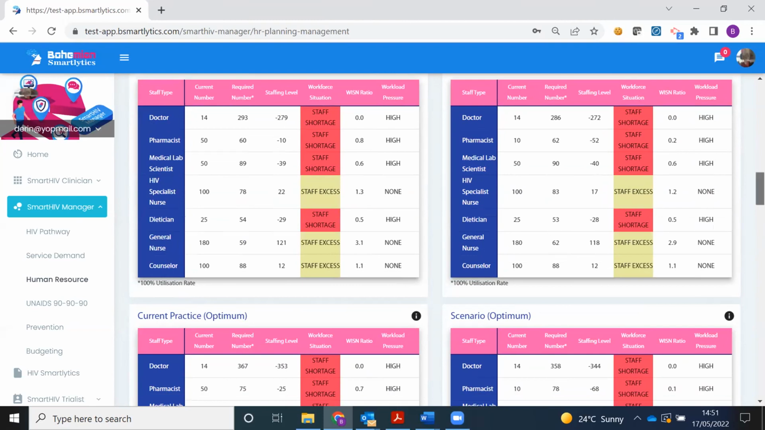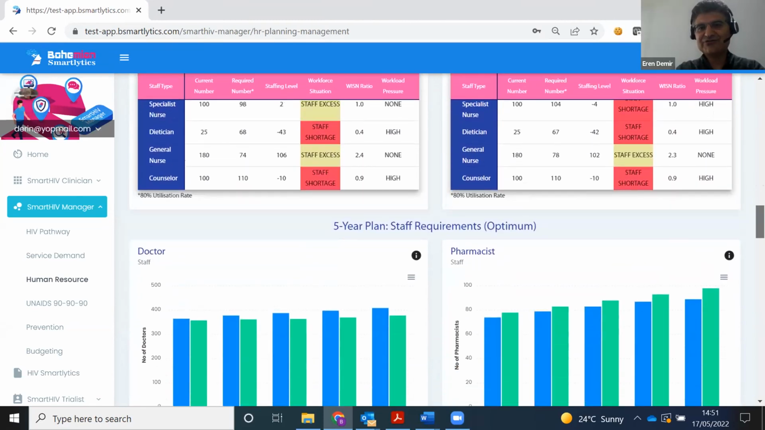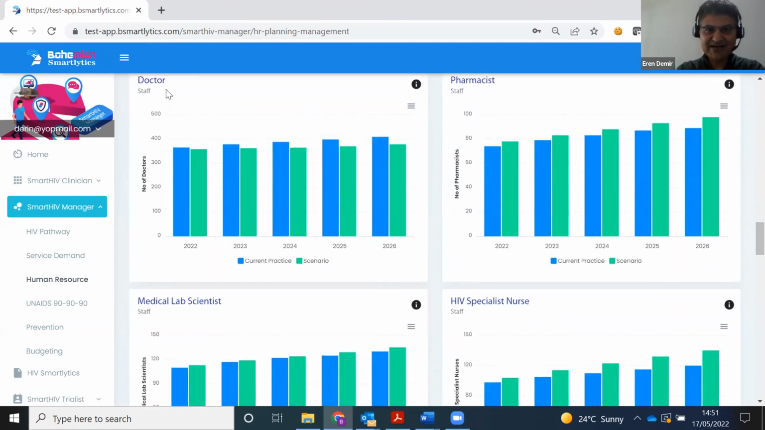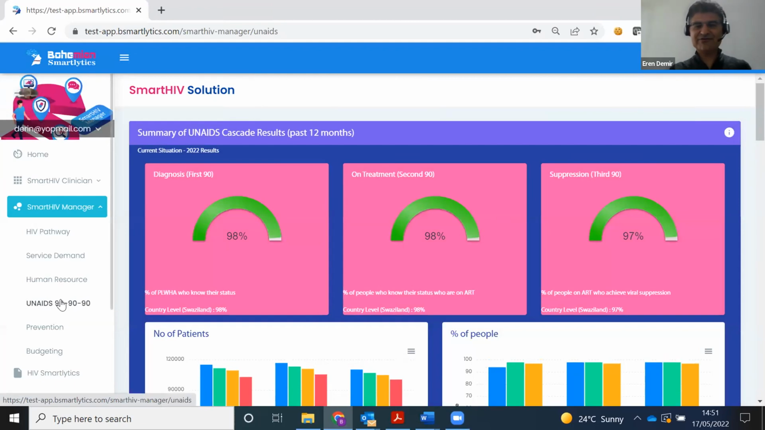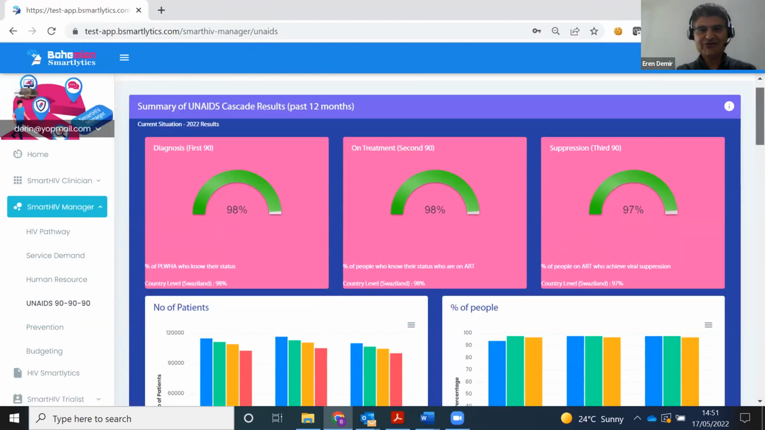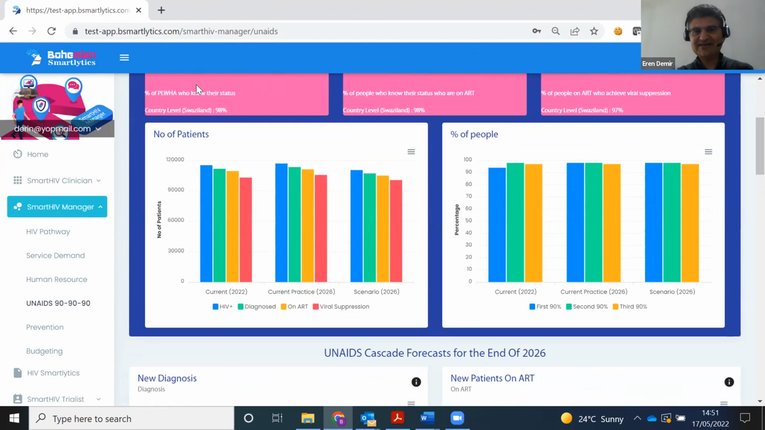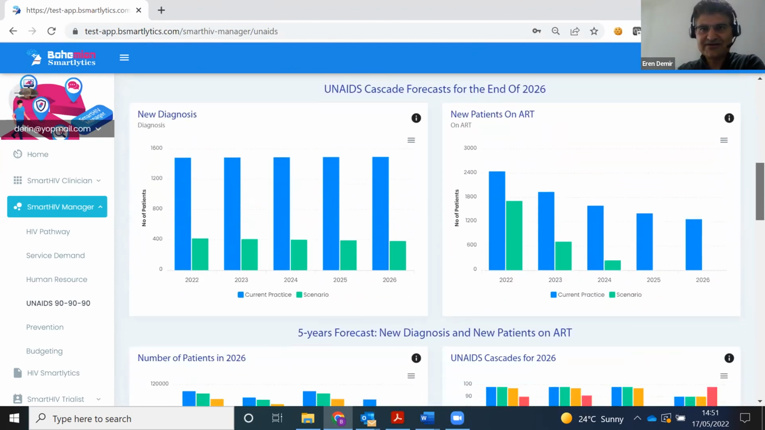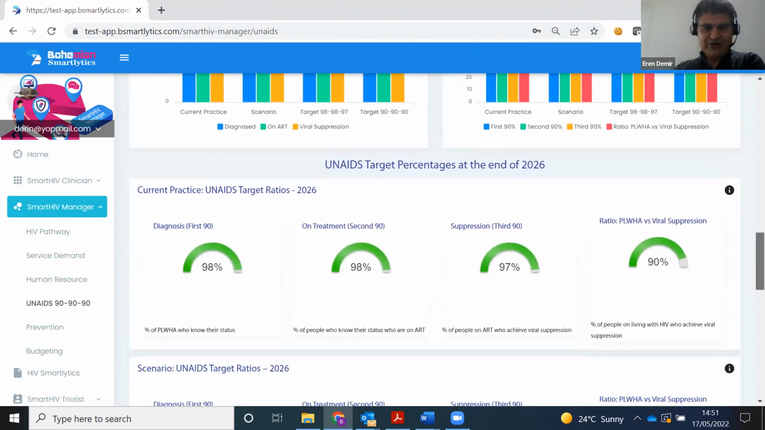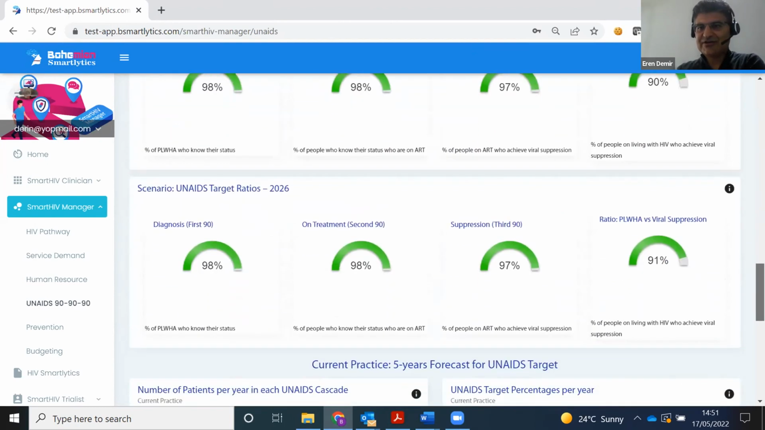So on different types of scenarios, it goes into your 5-year plan for each staff type. How many of these do you need? How many hours they work, and so on. There's also UNAIDS, so we can run scenarios if you're targeting UNAIDS 90-90-90, where you should be, the number of patients you should be targeting, number diagnosed, on ART, on viral suppression. There are lots of outputs related to UNAIDS as well. Wherever you are on the UNAIDS cascade, you can run scenarios on that.